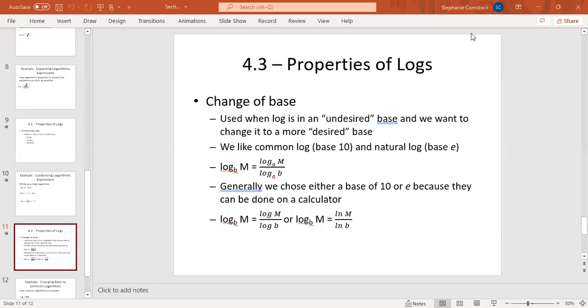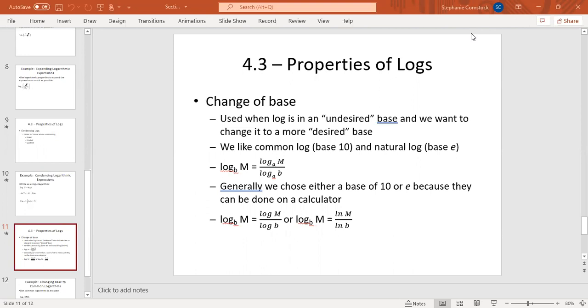So for this video, we're going to talk about what's change of base. Now, we've discussed that with a calculator, the calculator only has common log, which is a base of 10, and natural log, which is a base of e. But there are many other times where we are wanting to evaluate a log that has a different base.